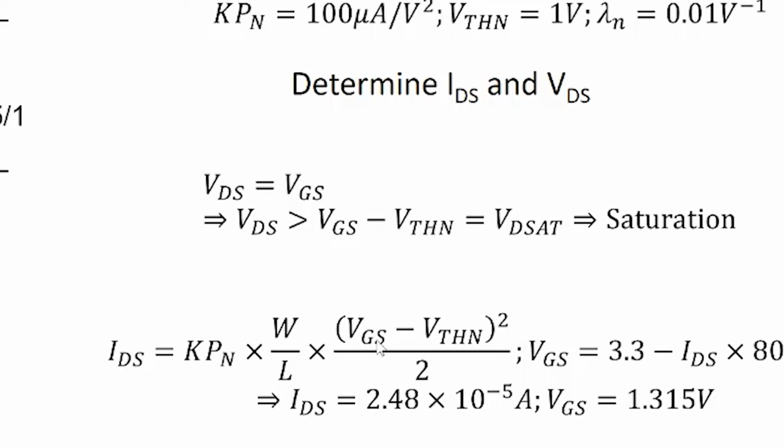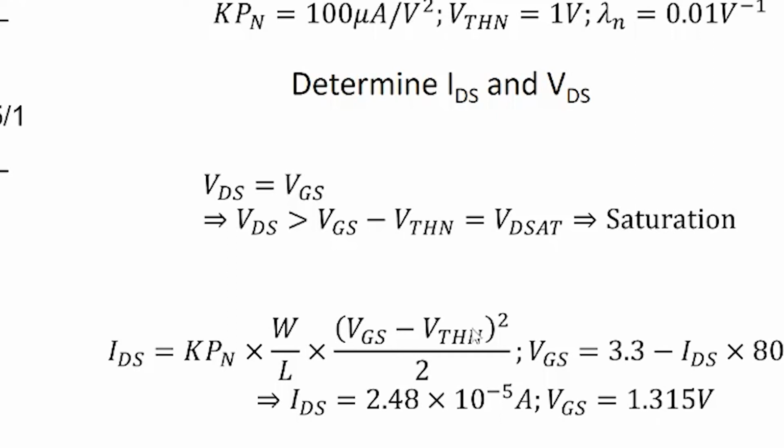But note, what is the value of VGS? The gate voltage we know, but VGS would depend on the value of the source voltage here. The same current IDS flows here. So VGS will be equal to 3.3 minus IDS times 18 times 10^3. So IDS times 18 times 10^3 is the source voltage here, and that gives VGS. We have to solve these two equations together, which is a little bit involved because we have a square term. But if we solve it properly, we get IDS is 2.48, VGS is 1.315 here.